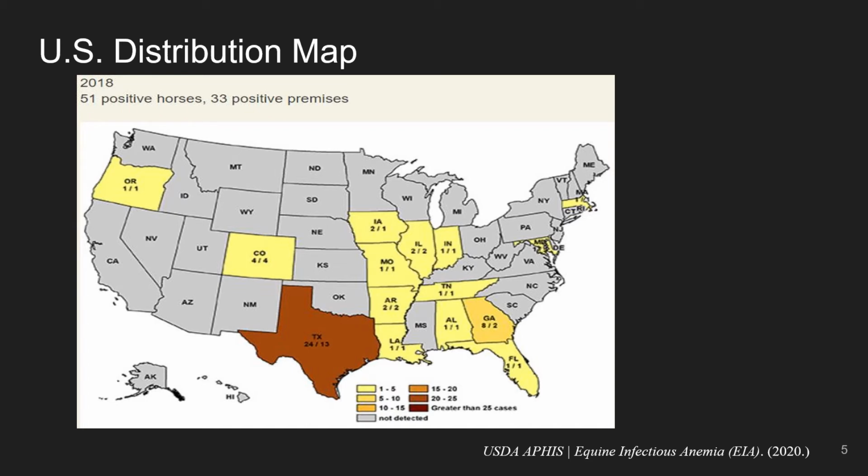Here we have the US distribution map for equine infectious anemia cases back in 2018. So there were 51 positive horses in 33 different areas. The majority of cases were localized in the southeastern states, with the majority of cases being in Texas.